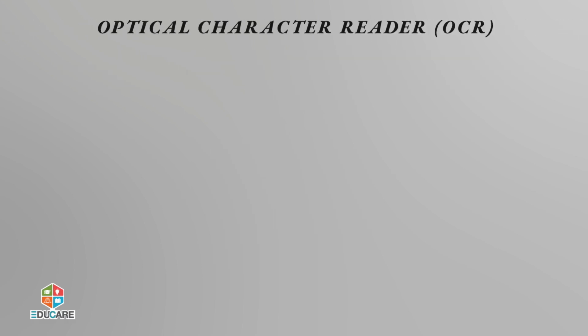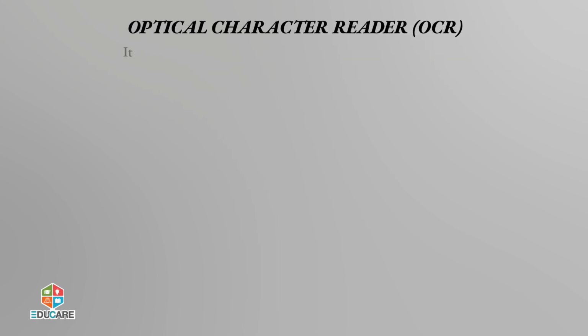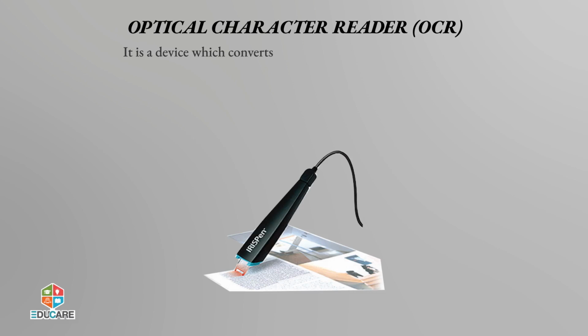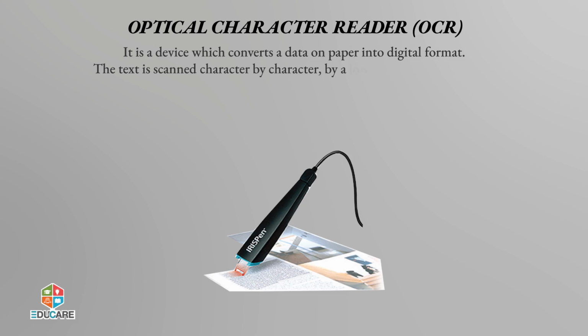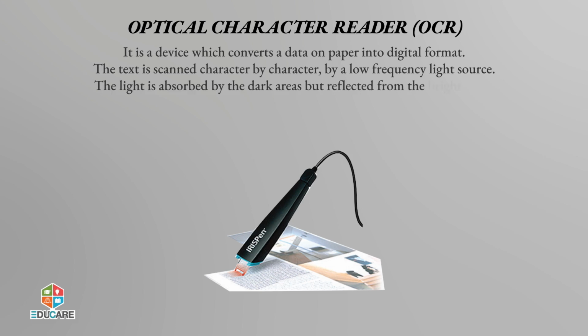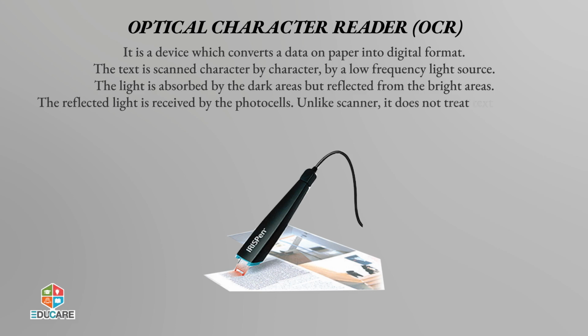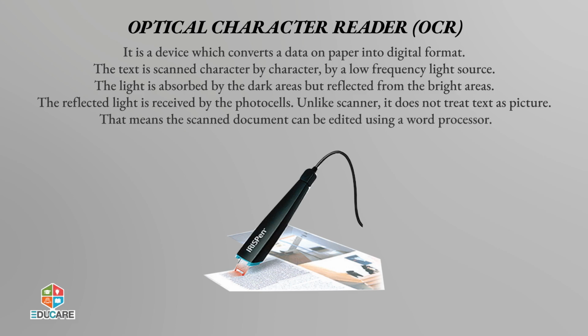Optical character reader, OCR. It is a device which converts data on paper into digital format. The text is scanned character by character by a low-frequency light source. The light is absorbed by the dark areas but reflected from the bright areas. The reflected light is received by the photocells. Unlike a scanner, it does not treat text as a picture. That means the scanned document can be edited using a word processor.